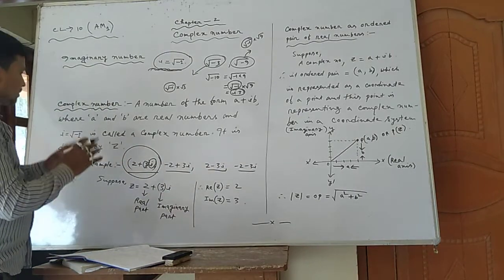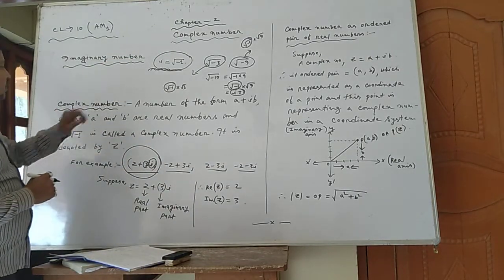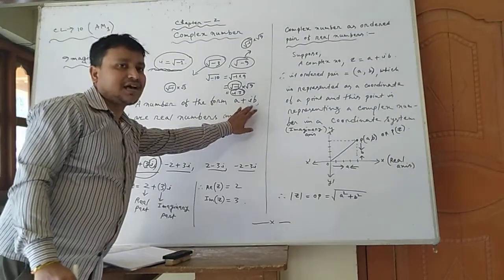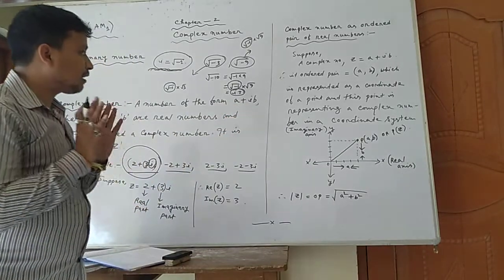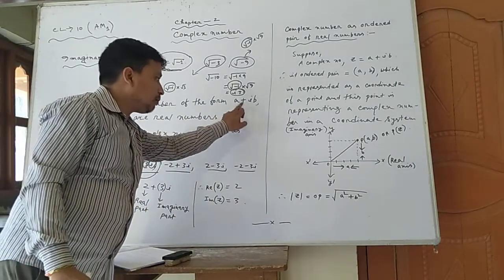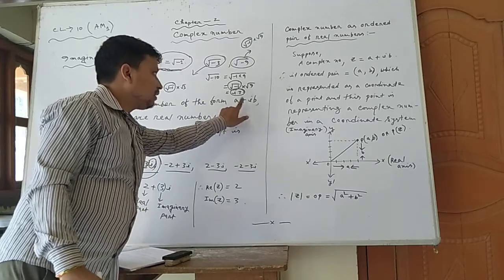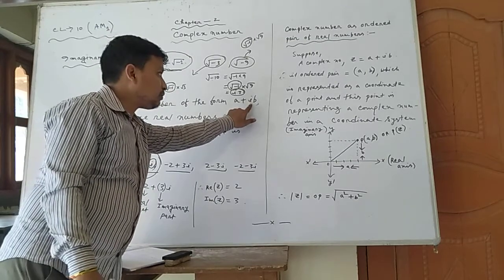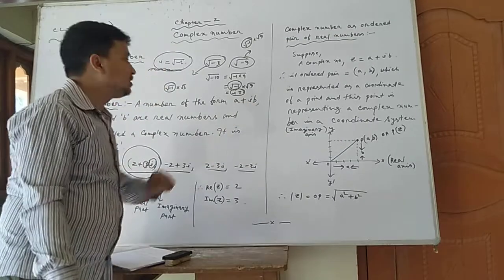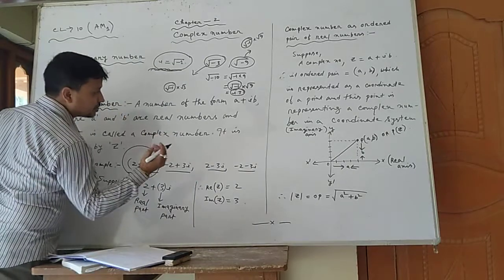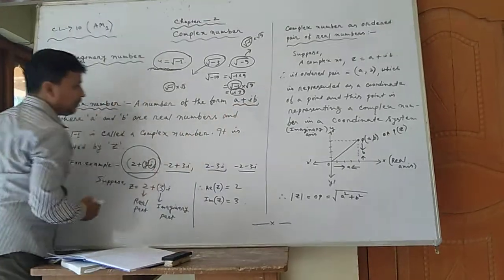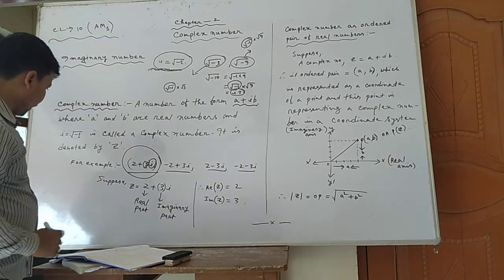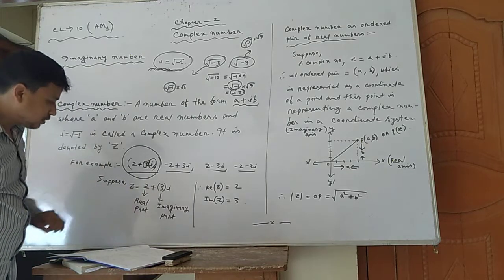So what is the definition of a complex number? A complex number is a number of the form a plus ib. Here a and b are real numbers, but in this form a is the real part, and b is multiplied with i, so b is the imaginary part. Numbers which can be expressed in the form a plus ib are called complex numbers.